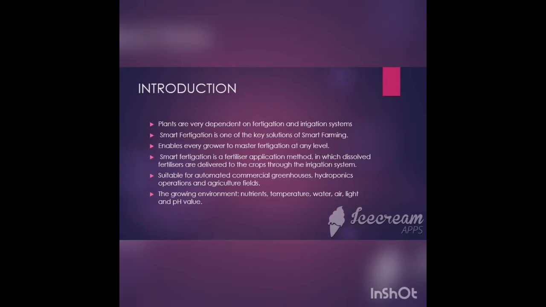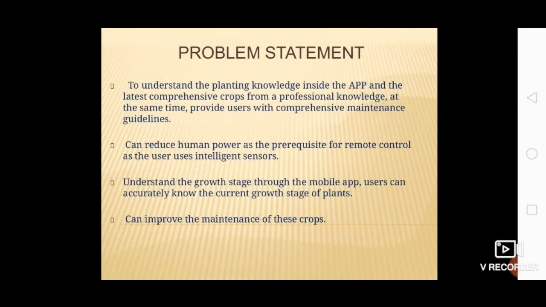Planting app development not only enables users to learn professional planting knowledge but also enables them to remotely monitor whether the temperature, soil, and humidity of plants are suitable. The growing environment is mainly divided into the following 6 aspects, which are nutrients, temperature, water, air, light, and pH value.